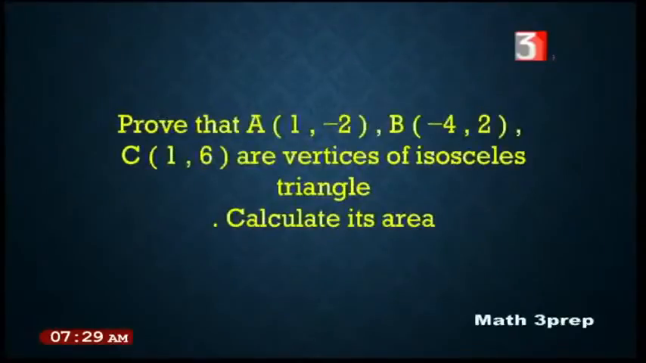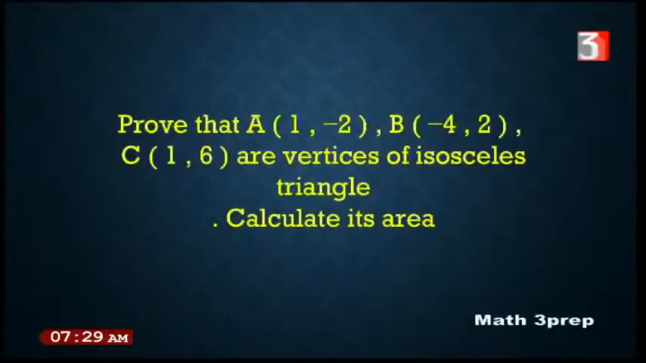Prove that A(1, -2), B(-4, 2), C(1, 6) are vertices of an isosceles triangle, and then calculate the area of the triangle. What about an isosceles triangle? It means a triangle in which two sides are equal in length. So we have to find the length of the three sides of the triangle. If two of them are equal, then the triangle is isosceles.